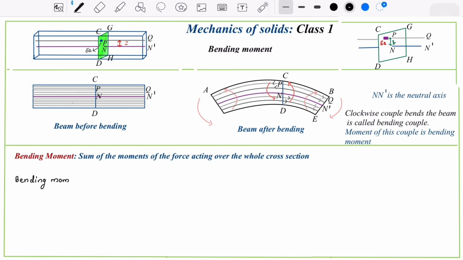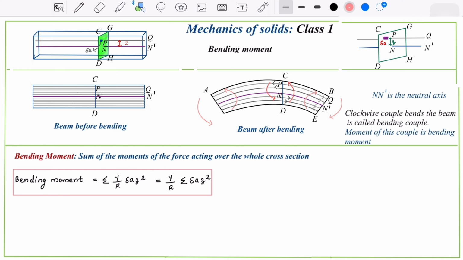Now what is the total moment of the force acting over the whole cross section? That whole cross section contains several such small areas. Therefore, the sum of the moment acting over the whole cross section is sum over Y by R delta A Z square, that is Y by R into sum over delta A Z square. This is because Y and R are constant. This sum of the moment of the force acting over the whole cross section is called a bending moment. So what is bending moment? Bending moment is the sum of the moment of the force acting over the whole cross section.